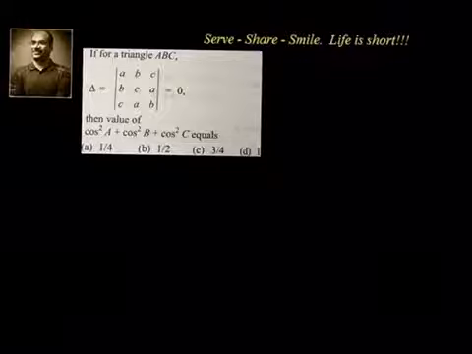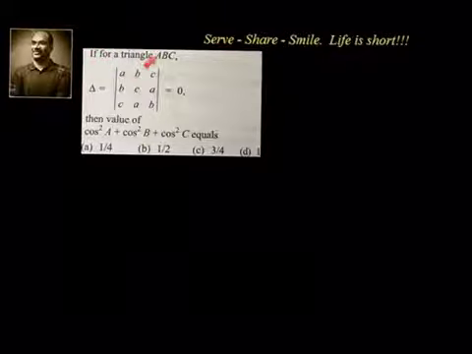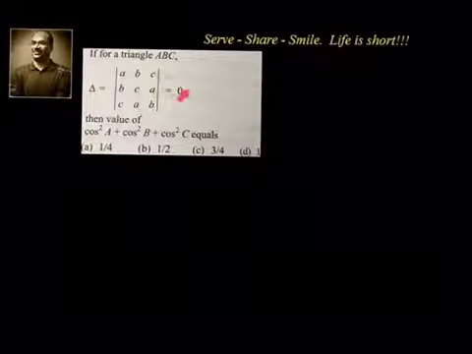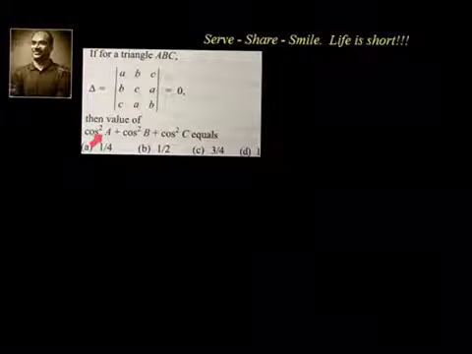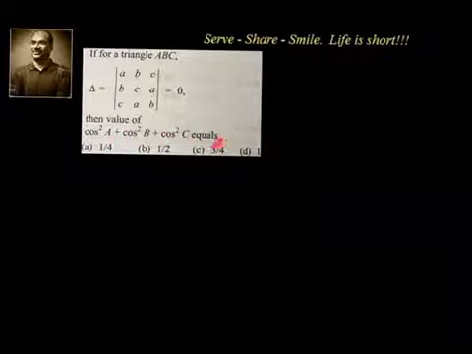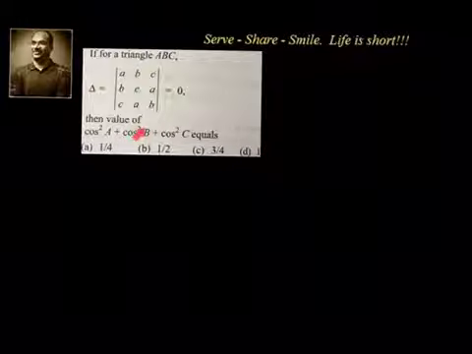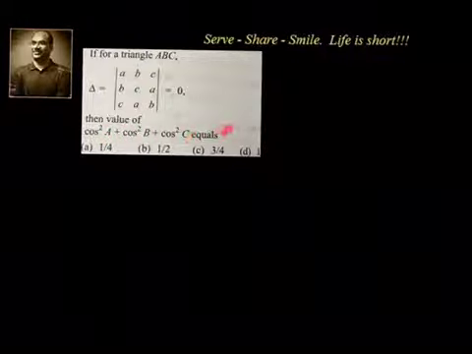Let us look at this problem. If for a triangle ABC, delta, the determinant of this matrix, is equal to 0, then what is the value of cos square A plus cos square B plus cos square C? So we have determinants clubbed with trigonometry. We have to find out what is cos square A plus cos square B plus cos square C.